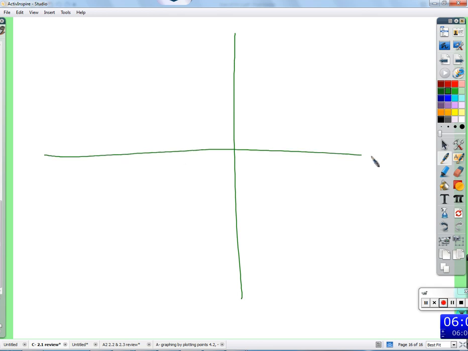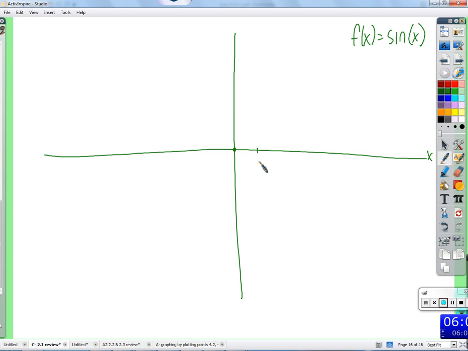Let's take a look at one of our favorite functions. That's not a function. Alright, so we start at theta, well I guess x, because I've heard x. We start at x is 0. What is the sine of 0? 0. Sine of 0 is 0. So there's a point right there.